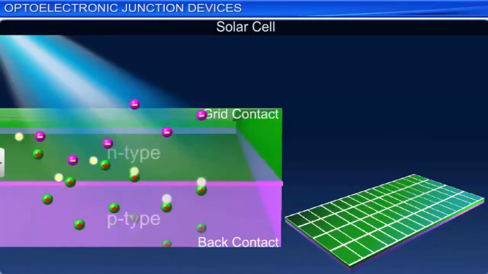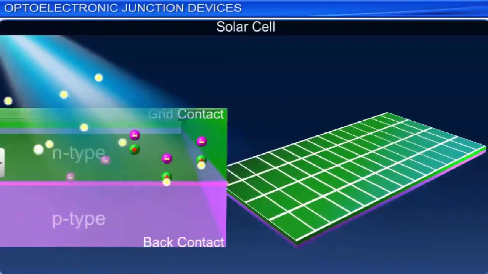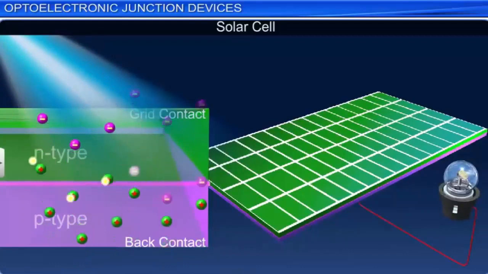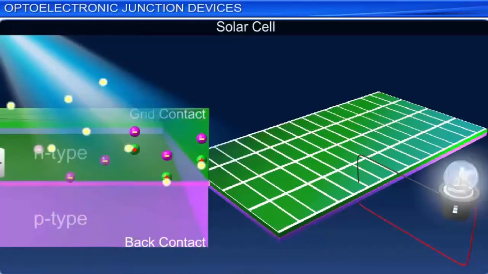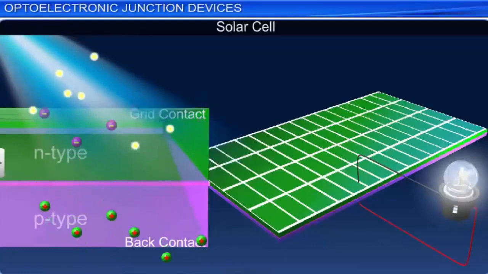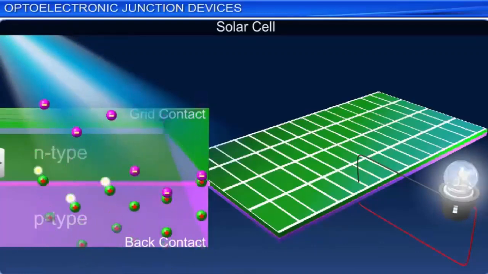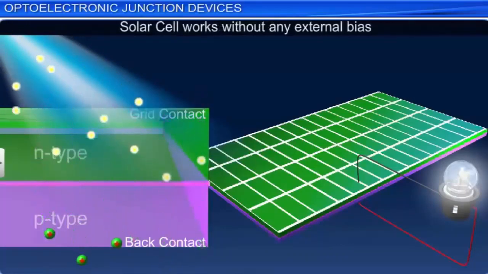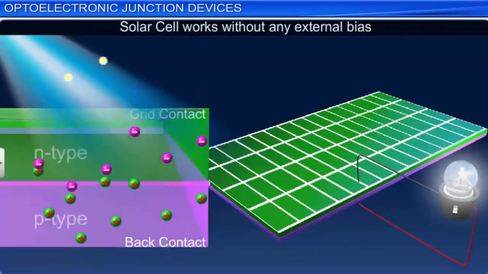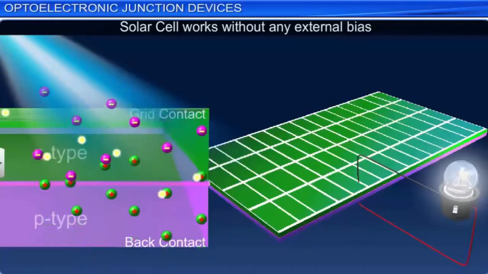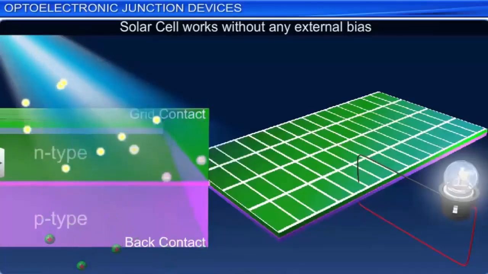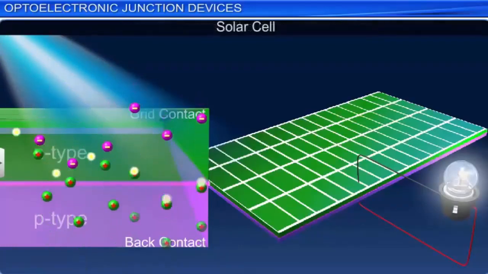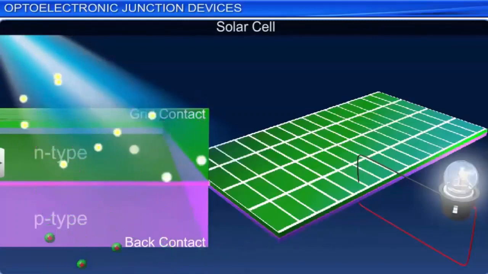This collection of charges makes the back contact positive and the grid contact negative and gives rise to a current when a load is connected between the two. Unlike a photodiode, a solar cell works without any external bias. The large surface area of the p-n junction in a solar cell generates measurable photocurrent, making it a source of electricity. However, just like a photodiode, the photocurrent produced by a solar cell depends on the intensity of the incident light.